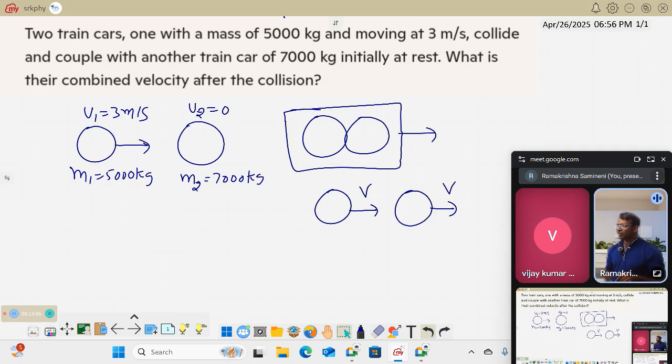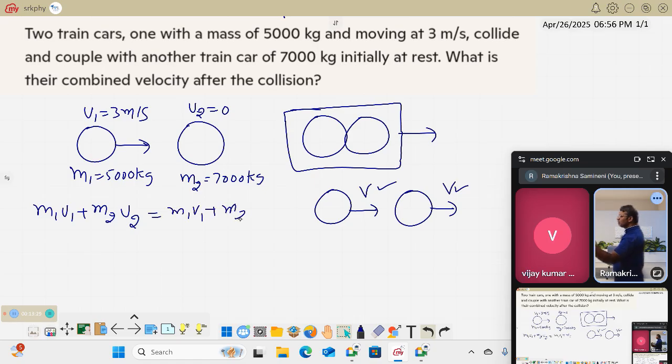Take an example: you are riding a cycle with a speed, and your friend suddenly sits on the cycle behind. What happens? Both together move with a speed, and that speed is called the combined velocity. So the formula is the same. What is the formula? m1u1 plus m2u2 is equal to m1v1 plus m2v2.